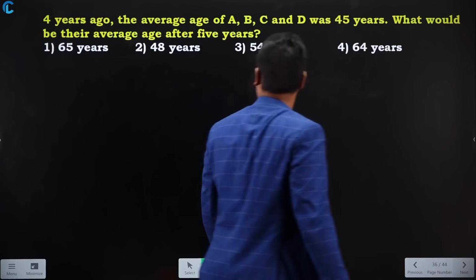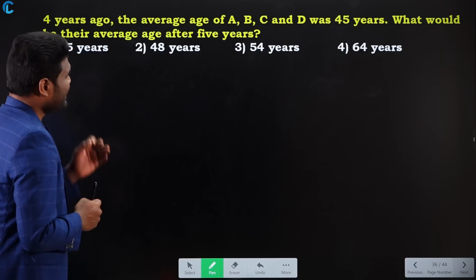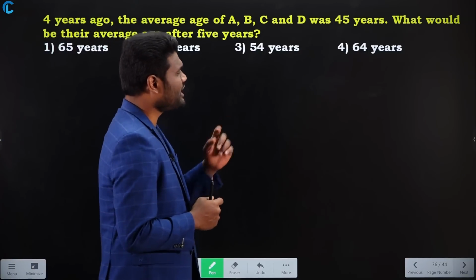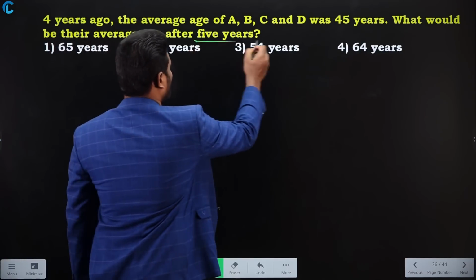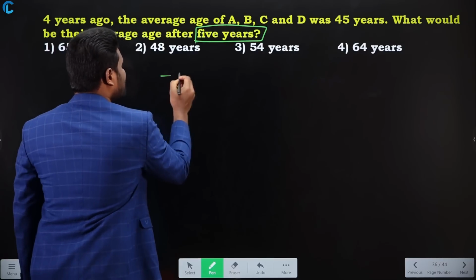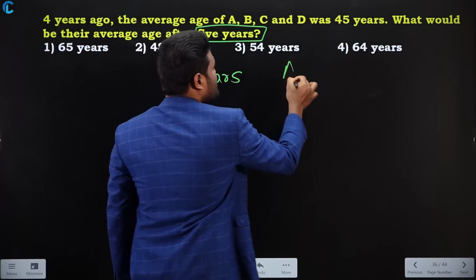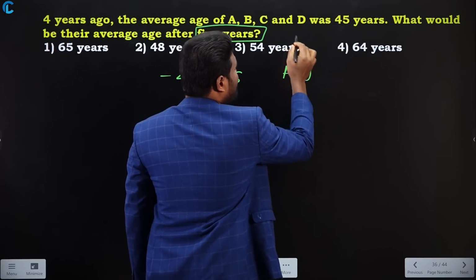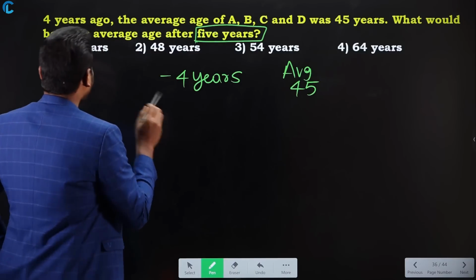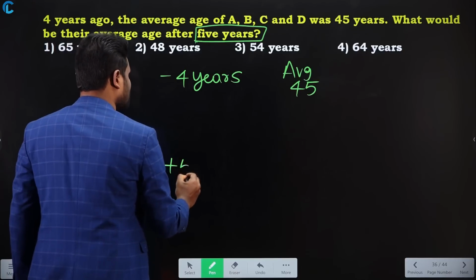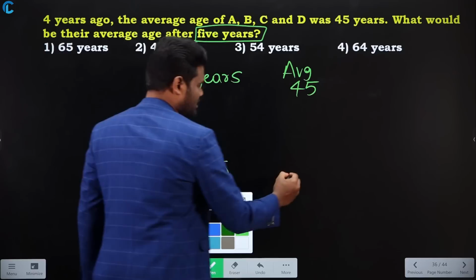Okay, let us look at the next question. What is the next question saying? 4 years ago, the average age of A, B, C, D was 45 years. What would be their age after 5 years? Look here, this is very simple. Initially, it is saying 4 years ago, the average age of A, B, C, D is 45 years. Now what they are asking: after 5 years, what is their average age? That was your question.